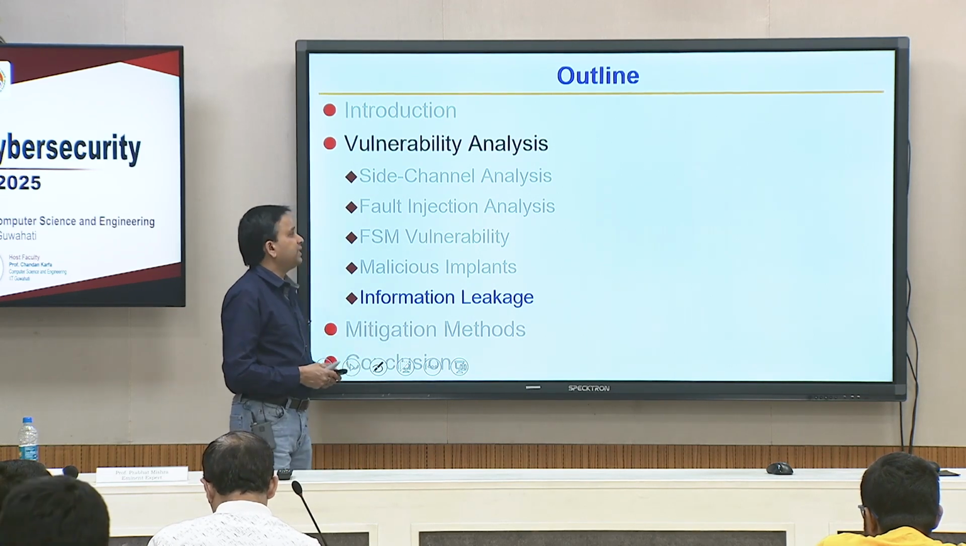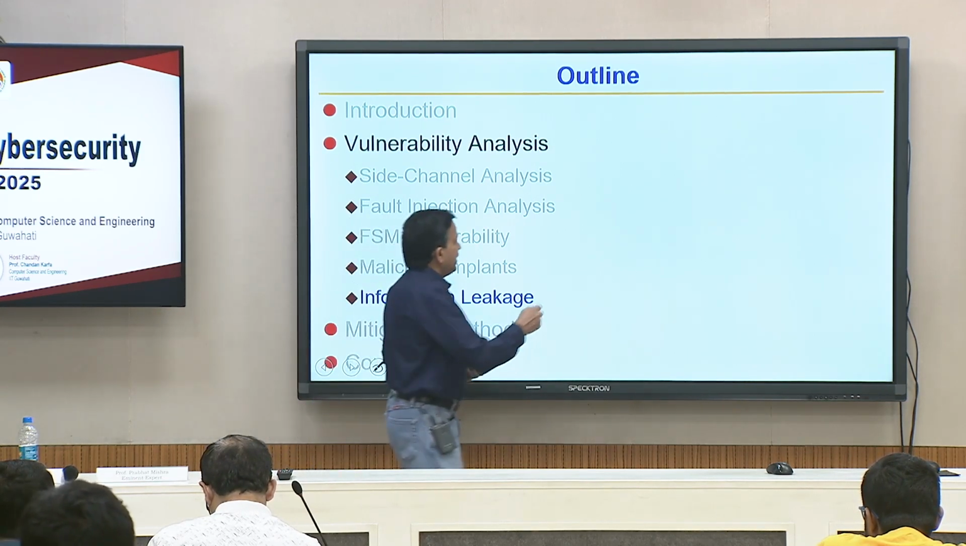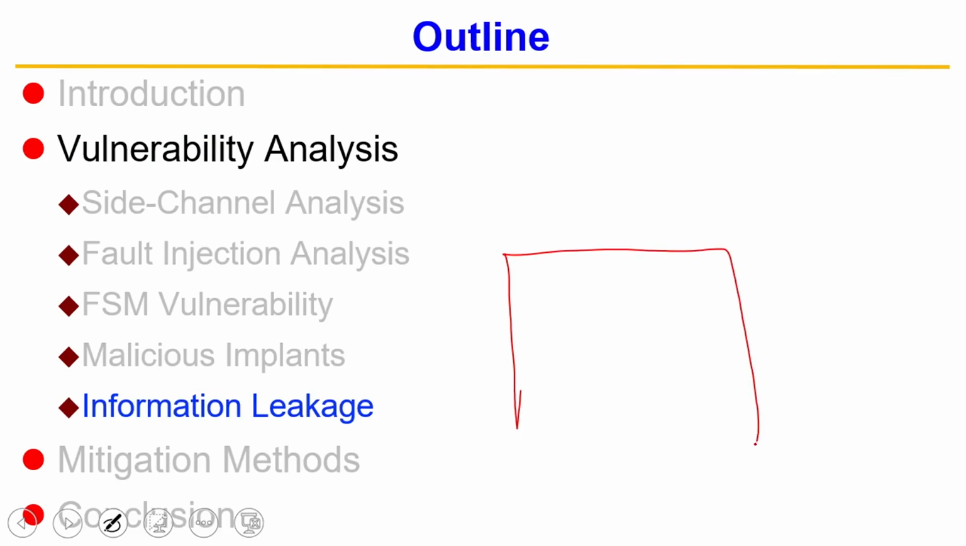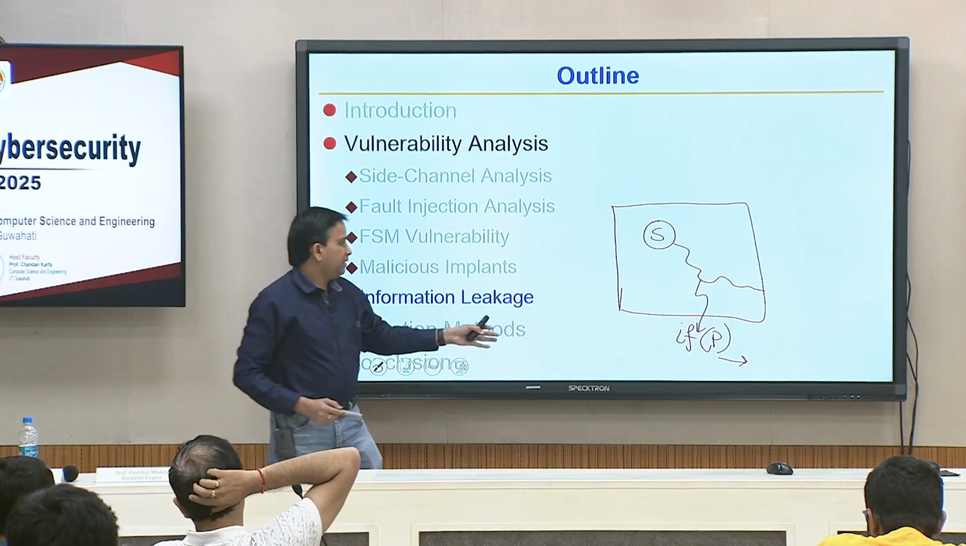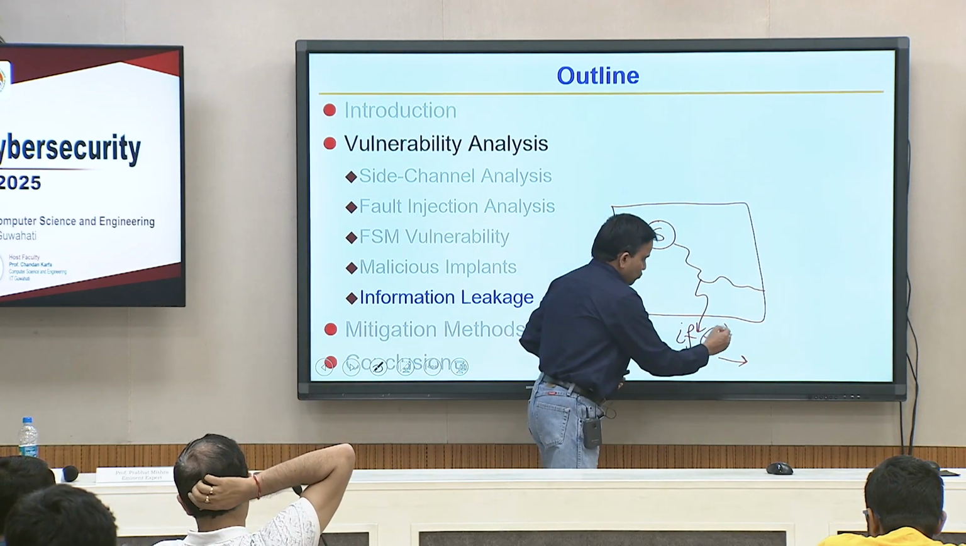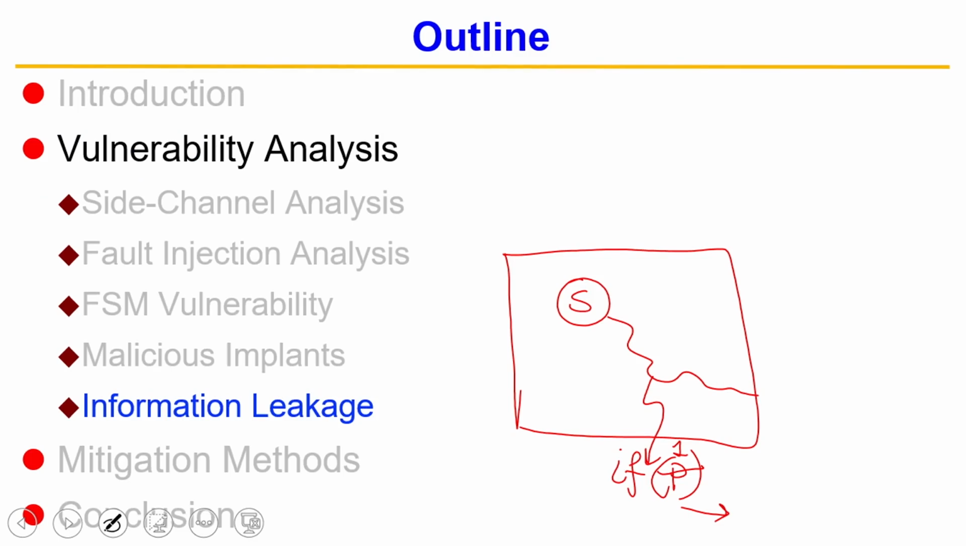So, information leakage, as the name suggests: if you have a design where you have a secret S, which of course will travel. It is a design, it is connected somehow, but there may be an if statement here, if privilege then do something, right. But if somebody can mount an attack on that variable P and make this true even when it is in user mode, then that data can transfer.